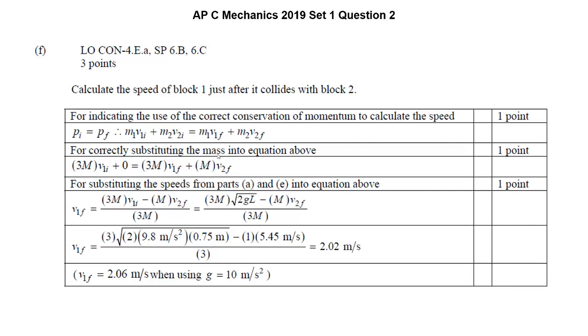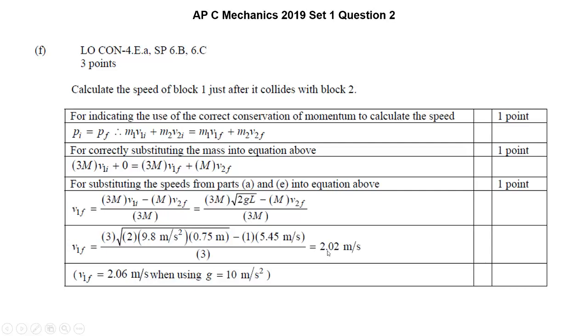Again, you have to be careful with the masses. Remember, block 1 is 3m, block 2 is just m. So if we solve for V1F and then we plug in all the numbers. Now, they plugged in square root of 2GL here from part A, I believe. You also could just plug in the number, of course, and you would get the right answer since they want a numerical answer.